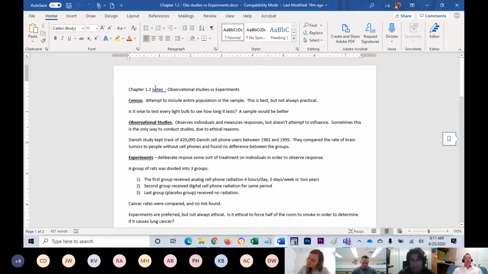So we're going to talk about observational studies versus experiments. But before we do that, we're going to talk about a census. The idea behind a census is we attempt to include the entire population in a sample. So this is usually the best, but it's very often not very practical.